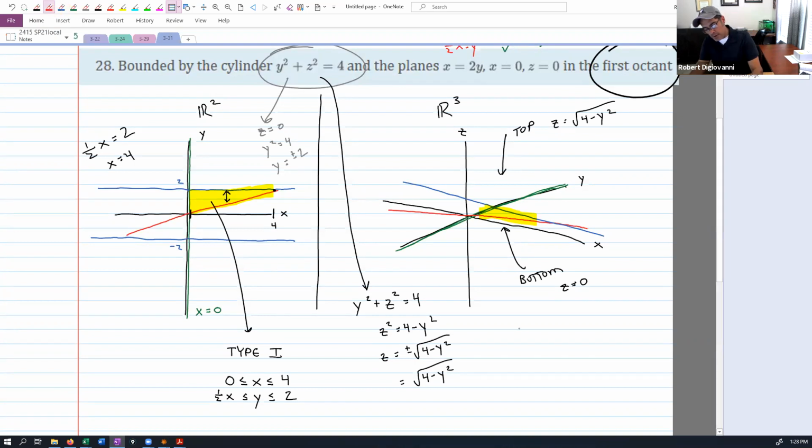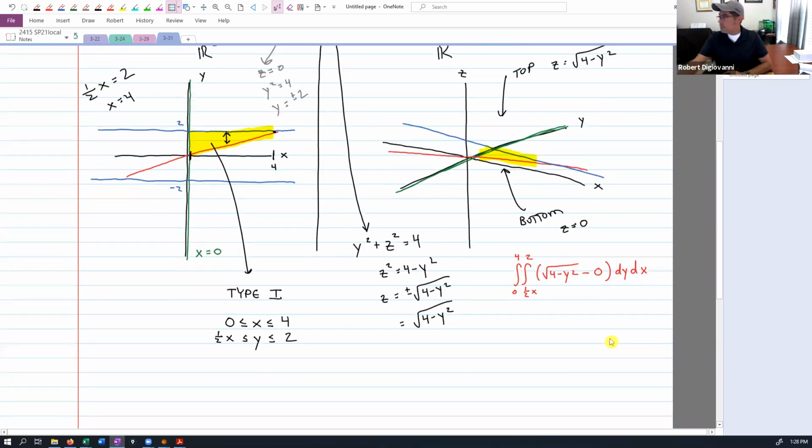It's a type 1, so I'm going to do a double integral. My restrictions on X first, 0 to 4. Then my restrictions on Y, 1/2 x to 2. And then it's the top surface minus the bottom surface, which is 0, and then dy dx. Again, because X is held between constants, it's the outer integral. Because Y is between two functions of X, it's the inner integral. That's it. We just have to do that integration.